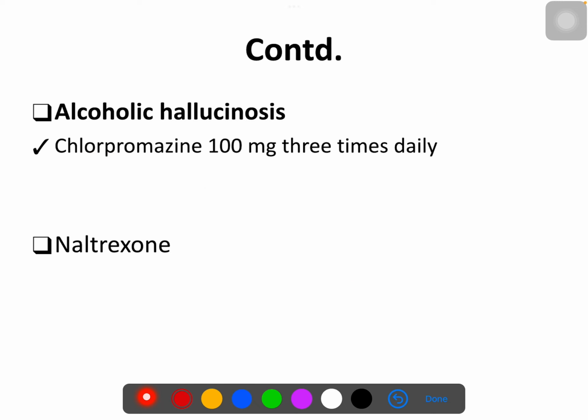For alcoholic hallucinations, chlorpromazine 100 mg 3 times daily is given, and naltrexone is a long-acting drug which is also used in alcohol dependence.